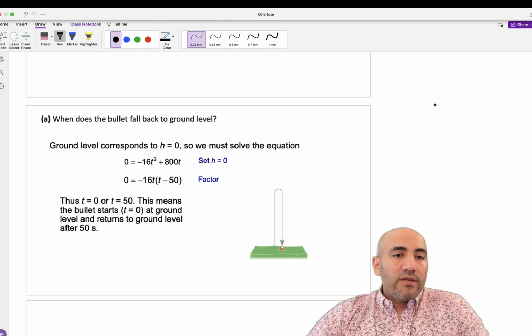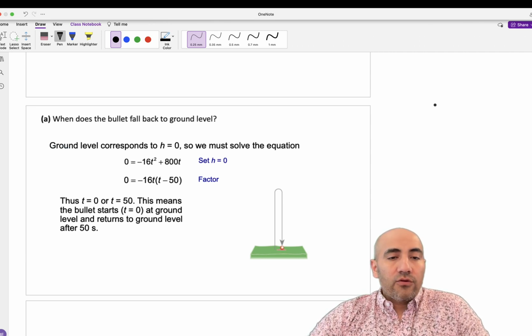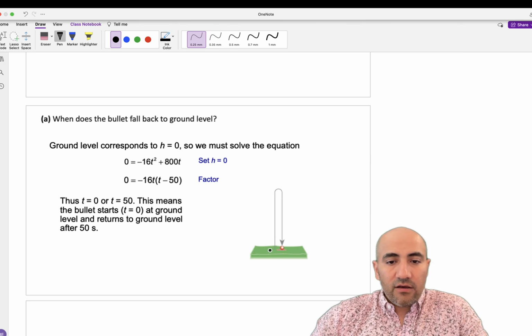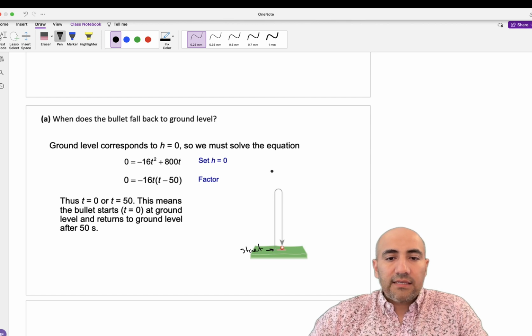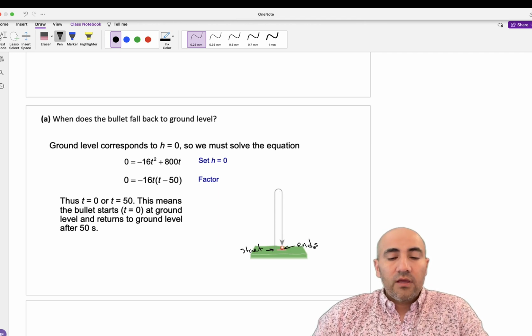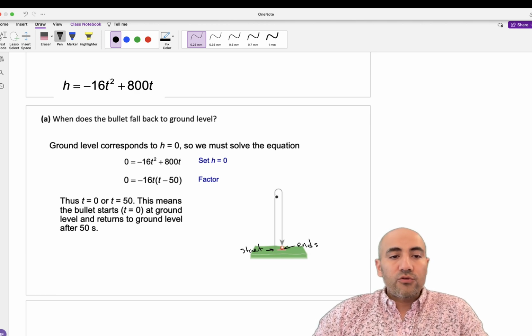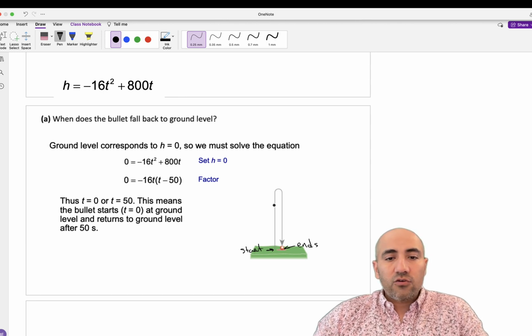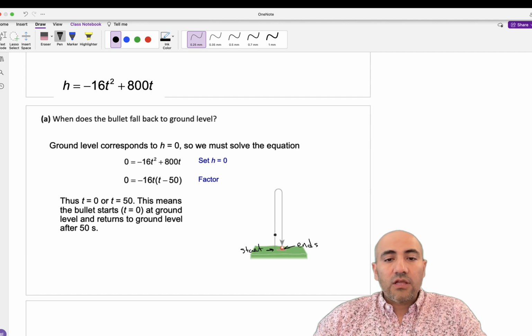All right, part A. When does the bullet fall back down to the ground? Okay, so remember the situation. We have a bullet going up. So we start here, say on the ground level. The bullet goes up to some height, and then eventually wind resistance and gravity will win. It comes to a stop at some point up here somewhere, and then comes back down. And at some other point, it ends there. Either way, remember that the formula that we're using, h equals negative 16t squared plus 800t, the h is going to be all the way up and all the way down. It's not just on the way up. It'll tell you the height all the way throughout the process.